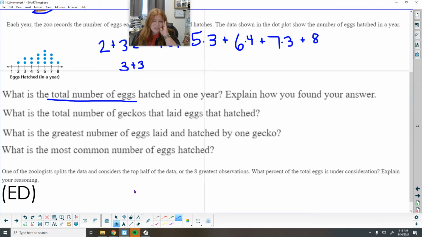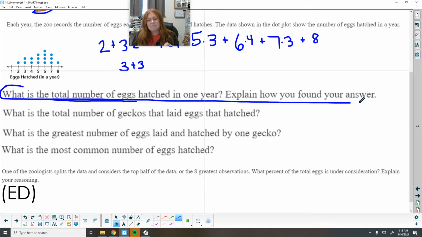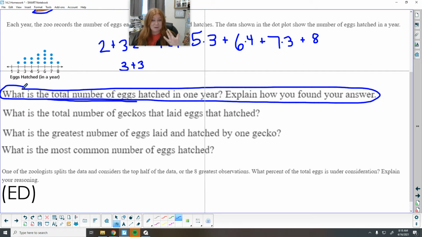Okay, so here was the question that I was like, wait, what is this asking? Now that we've done this one, I think I understand it a little better. So hopefully we can do this together. So one of the zoologists splits the data and considers the top half of the data, or the 8 greatest observations. So they come here, okay? And what percent, oh, here we go. I was missing this part of the question earlier. I was like, this is just not making sense.